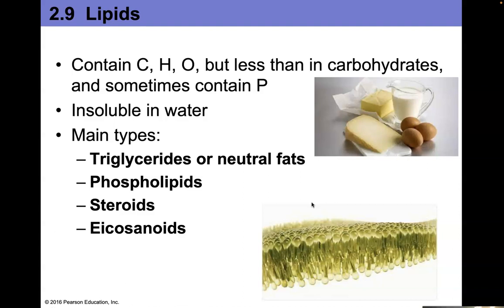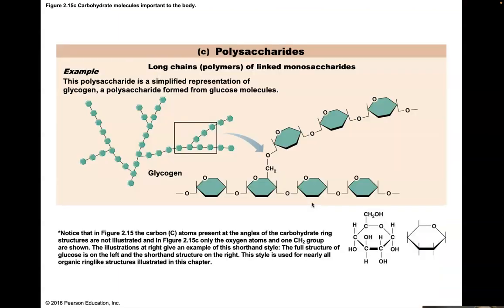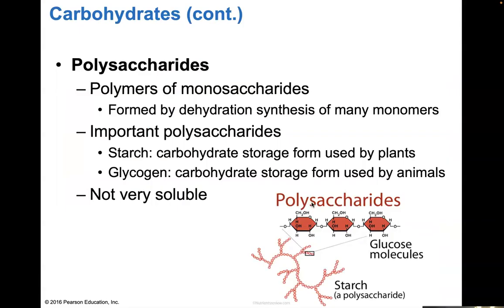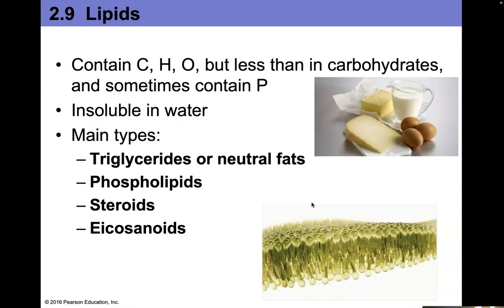All right, lipids, we're getting on to lipids here. So lipids contain carbon, hydrogen, oxygen, but less than in carbohydrates, and sometimes they'll contain things like phosphorus as well. Your lipids are going to be different because these are not very soluble, these are completely insoluble.